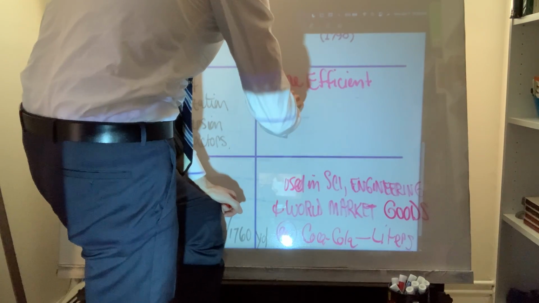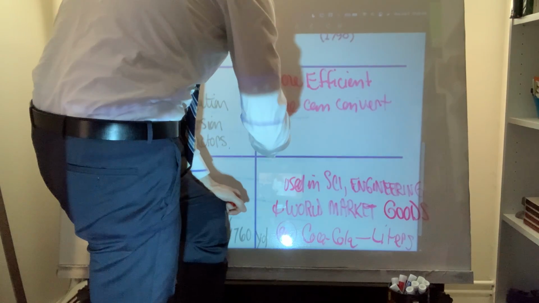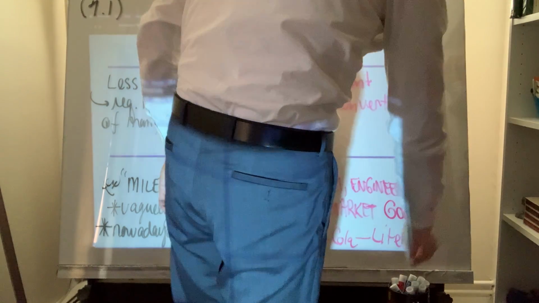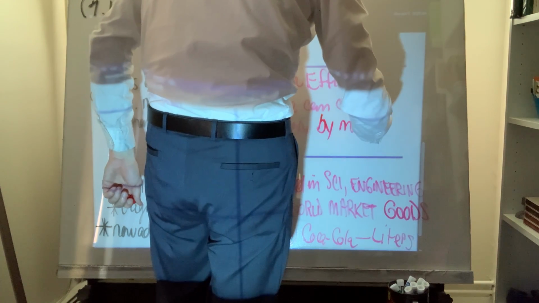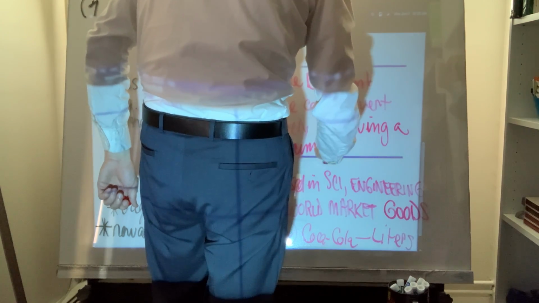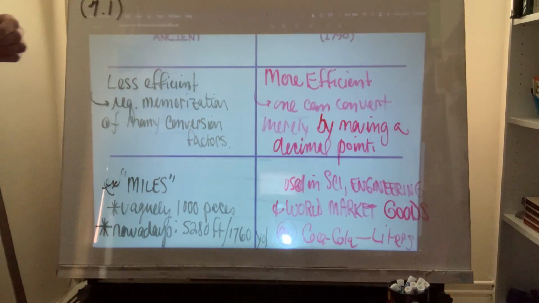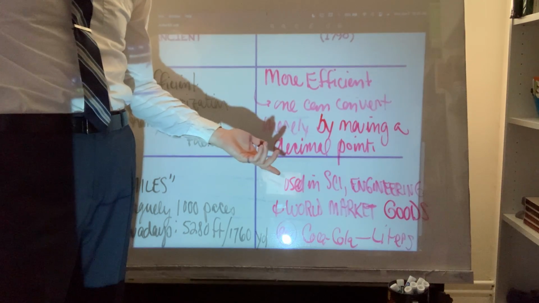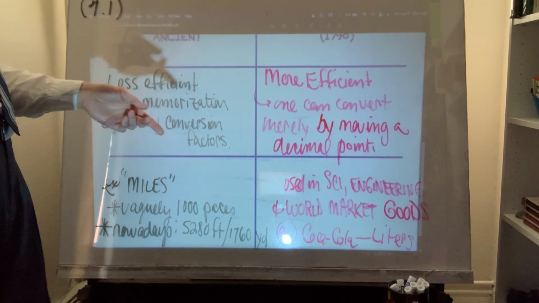Basically, one can convert nearly by moving a decimal point. That is the same as multiplying or dividing by powers of 10. Remember, when you multiply by 10, you move your decimal to the right. When you divide by 10, you move your decimal to the left.